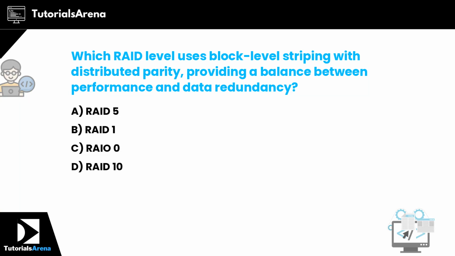Which RAID level uses block-level striping with distributed parity, providing a balance between performance and data redundancy? The correct answer is option A, RAID 5.